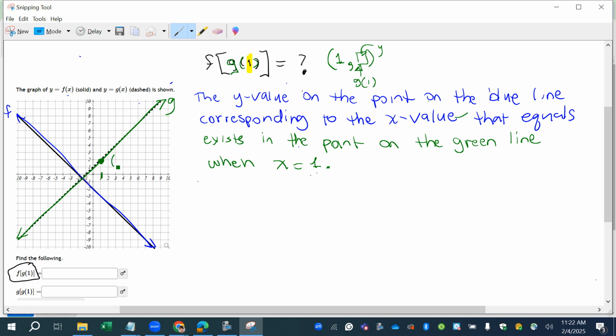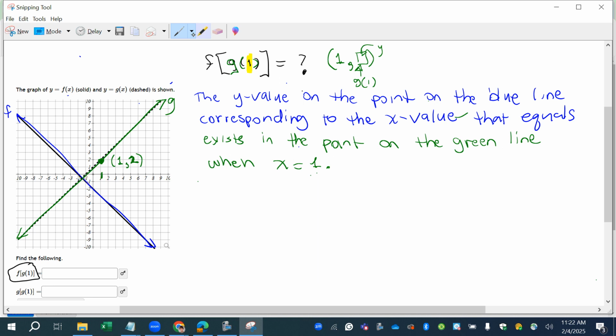And the coordinates on that green line, of course, the first coordinate is 1, representing x, the horizontal location. And corresponding to that, the y value is 2. Okay, so now I have figured out what goes inside of the notation that was given in this problem.